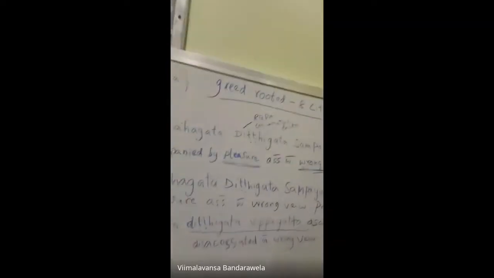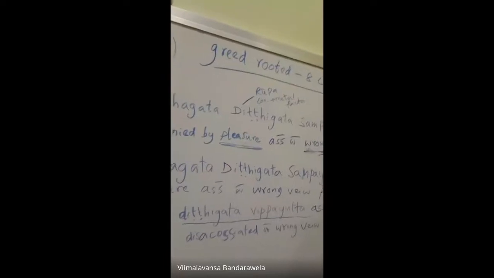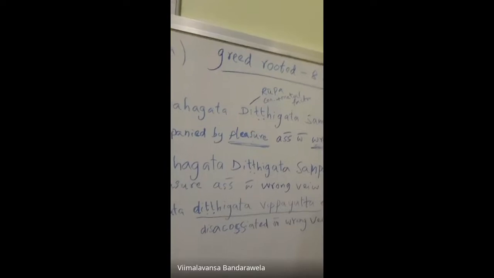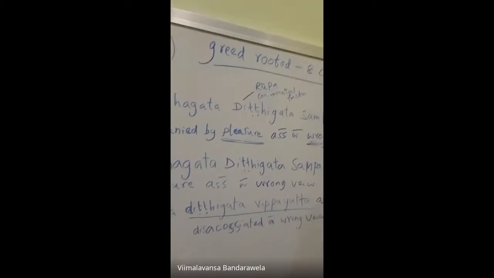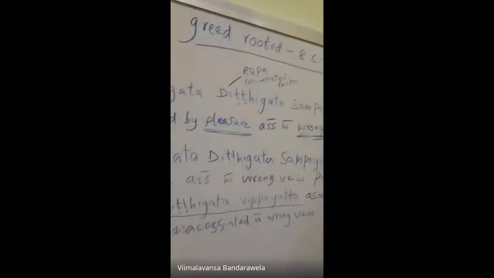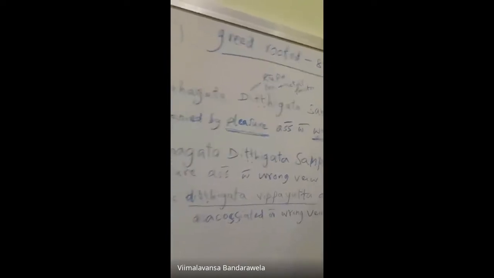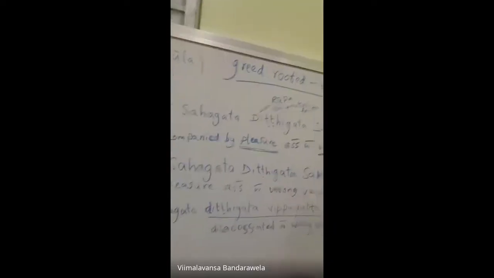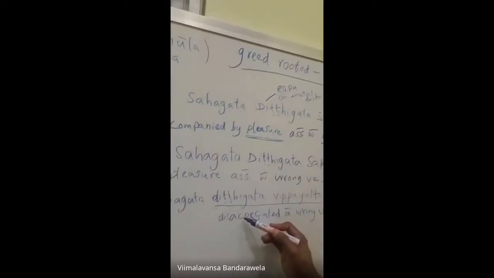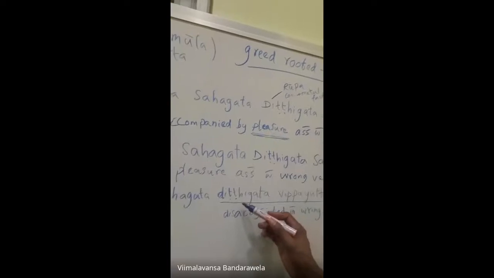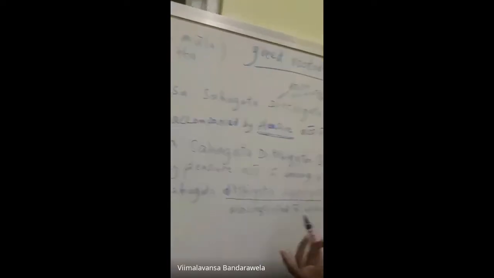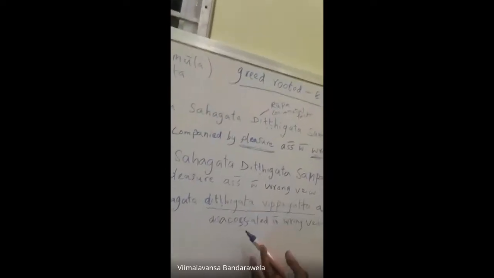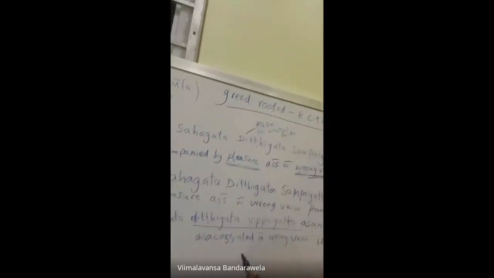Okay, dissociated with wrong view. And asankarika, this asankarika means unprompted. This is the third chitta in the Kamavachara world. Okay, third consciousness. So, for example, when you have dittigata vipayukta, right? If you have no ditti, no miccha ditti, we can say miccha ditti. That is, wrong view means miccha ditti.